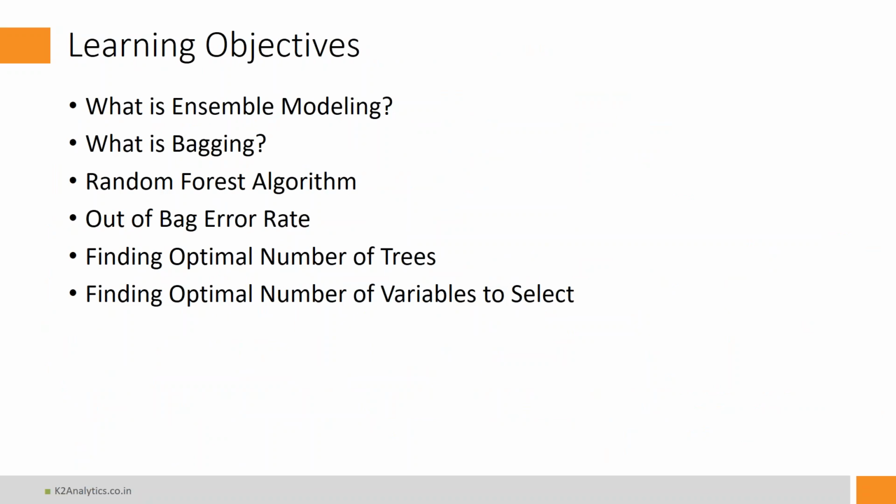Our learning objectives were: what is ensemble modeling? Bagging, the random forest algorithm, out of bag error rate, finding the optimal number of trees, and finding the optimal number of variables to select. We have covered all of them.